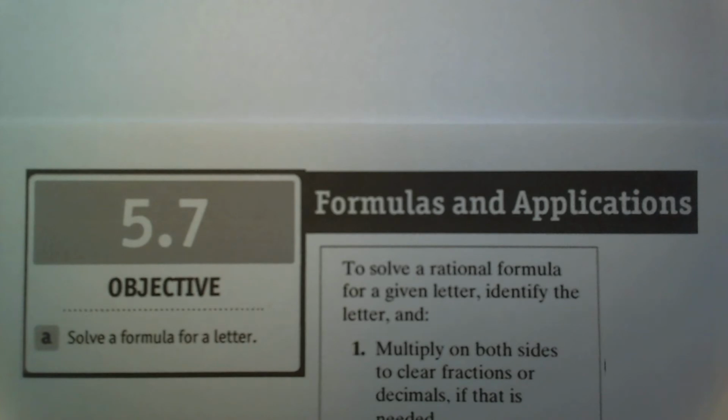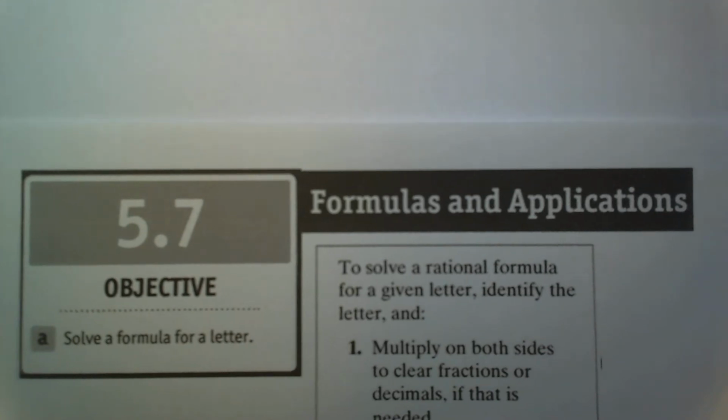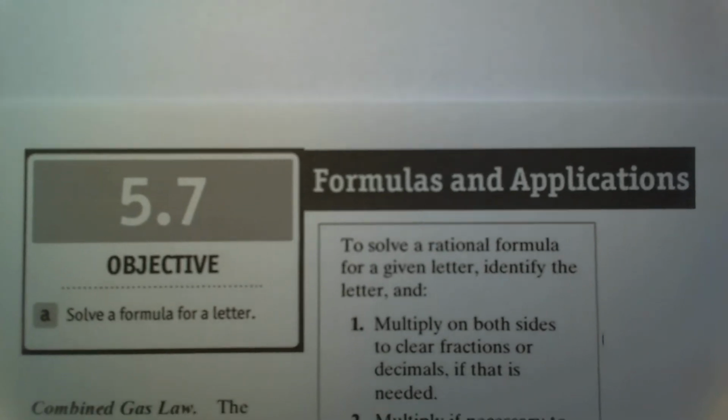Section 5.7 is about formulas and applications, and the objective is to solve a formula for a letter. To solve a rational formula for a given letter, identify the letter and then multiply on both sides to clear fractions or decimals if that is needed.